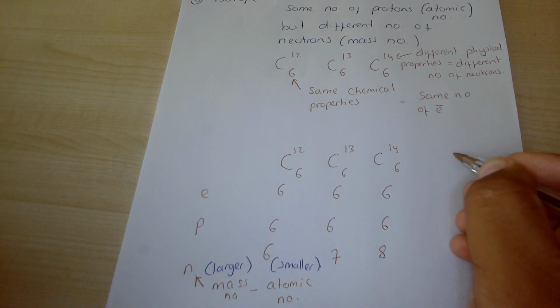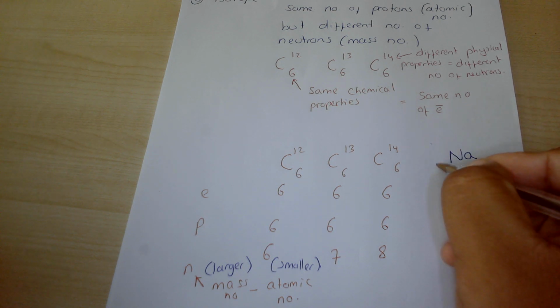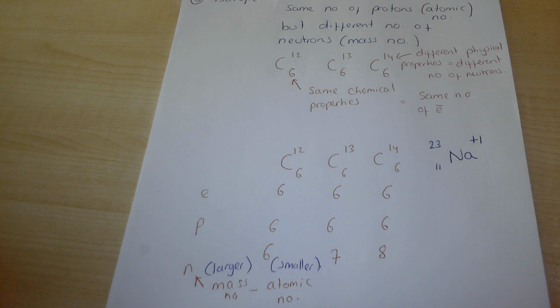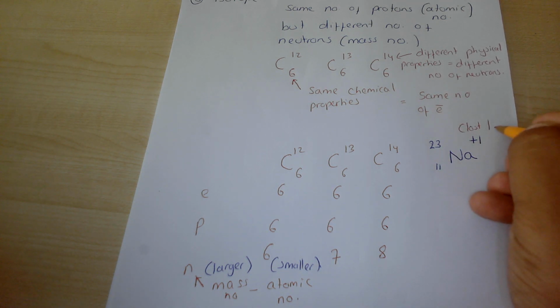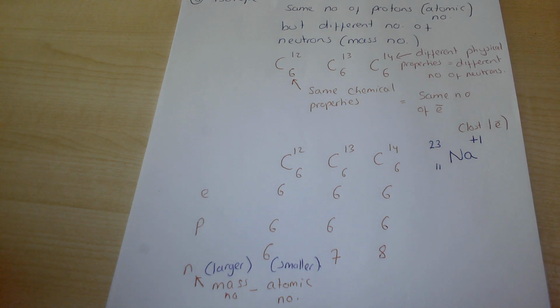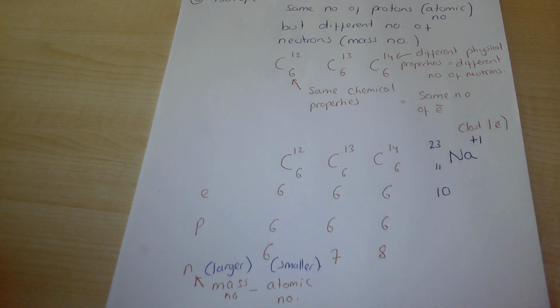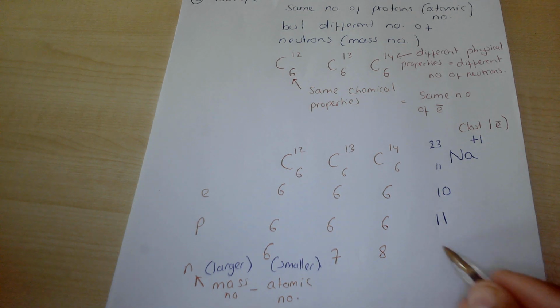If I had something like sodium, which had an atomic number of 11, mass number of 23, and I said the ion was +1. The +1 ion basically means it's lost 1 electron, just like if it was -1, it means it's gained 1 electron. So the electron number there will now be 10 because you've lost 1 electron. It doesn't affect the proton number, and then if you do 23 minus 11, that's going to be 12. And this is how you calculate electrons, protons and neutrons.